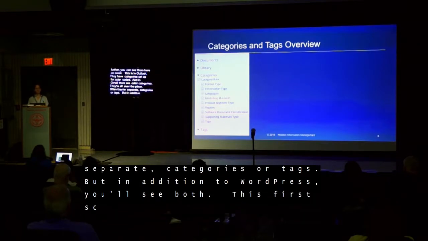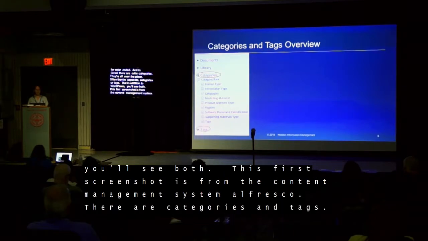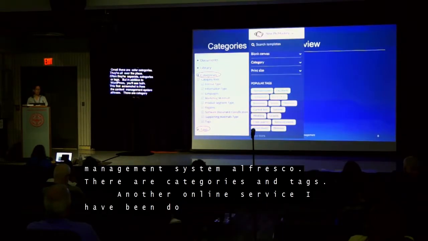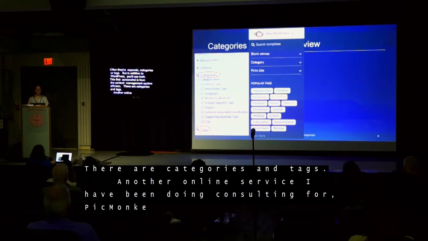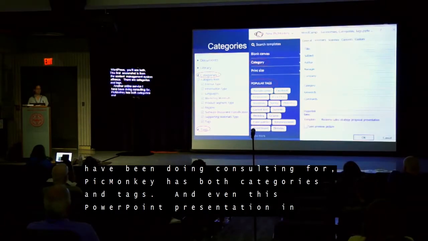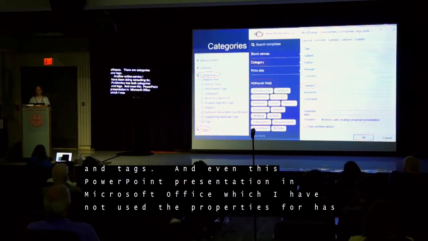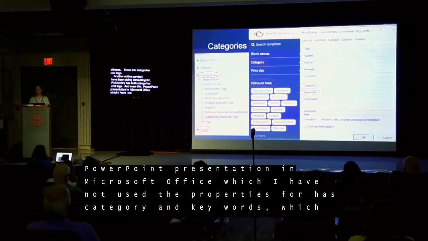Often they're separate, either categories or tags, but sometimes in the same application, in addition to WordPress, you'll see both. This first screenshot is from the content management system Alfresco. There are categories and tags. Another online service I've been doing consulting for, PicMonkey, has both categories and tags. And even this PowerPoint presentation in my Microsoft Office, which I have not used the properties for, it has category and keywords, which means tags.